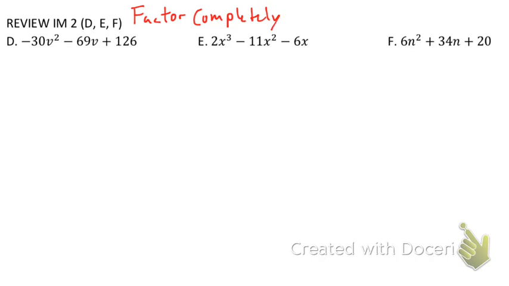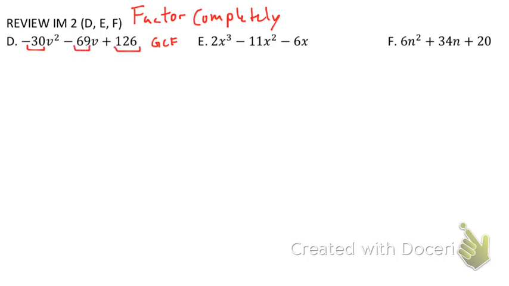And we got to use some factoring methods from IM2 as well as factor by grouping, which I just showed you. So let's go ahead and do example D. First thing we want to look for always when we factor completely is the GCF, which is the biggest number that can divide all these numbers.